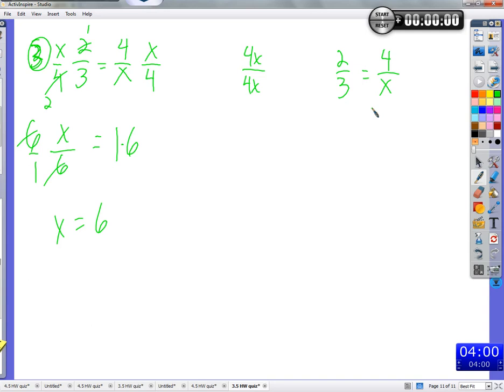Okay, so I'm just spitballing here. Okay, spitball, I love spitballing. All right, so doing what I did before, we take... What did you do before? Cross multiply, so you get 3 times 4, which is 12. 12 equals 2x. Then you divide by 2 on each side, so x equals 6.